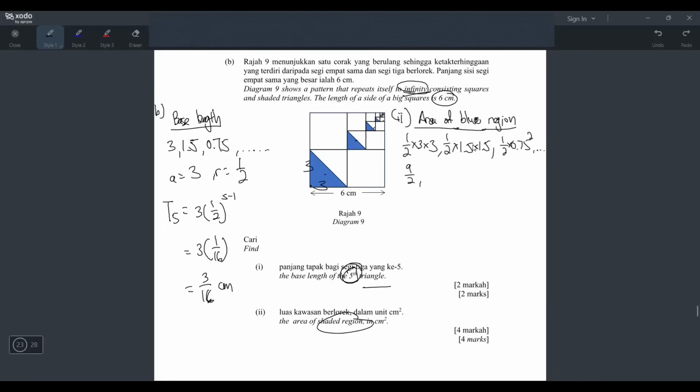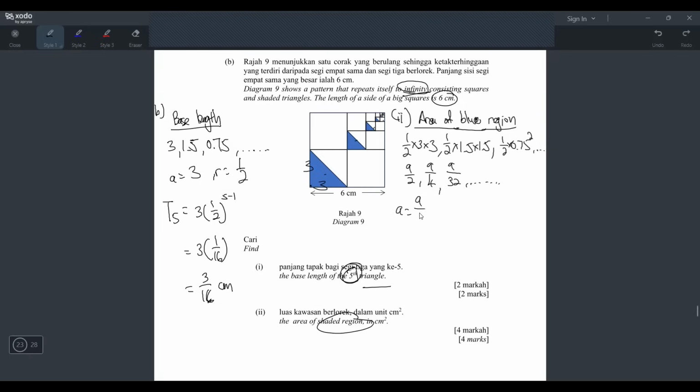And then 1.5 times 1.5 divide 2. Let's press. Okay, my calculator gives me 9 over 8. Yeah, 9 over 8. So I'm forming a new progression. Okay, and then 0.75 times 0.75 divide 2. Okay, my calculator gives me 9/32. But you don't have to write so many terms, just write 3 terms. Okay, now I can see already it forms a progression.